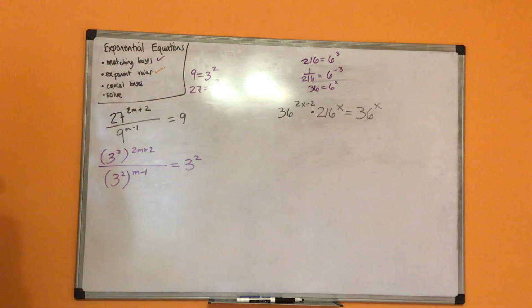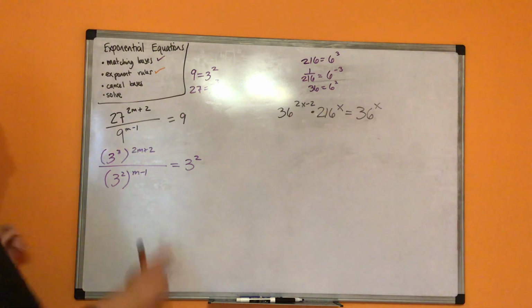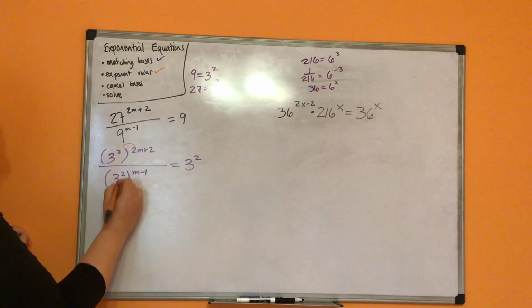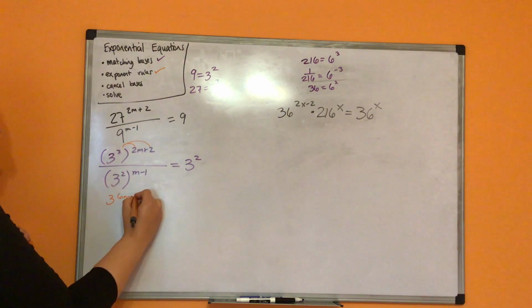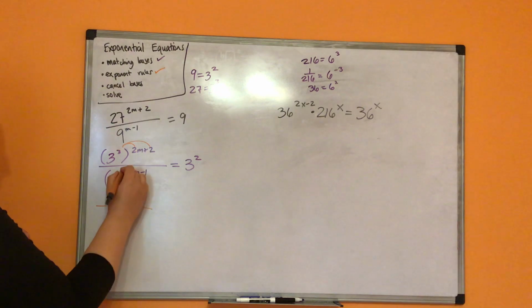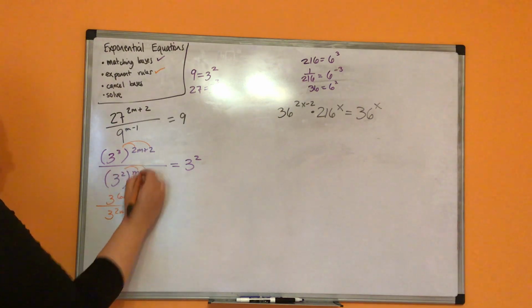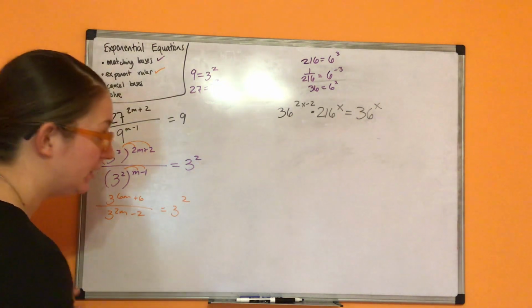Okay, so we've got a little bit more going on this time, but nothing we can't handle. We know from the last couple problems we need to distribute these exponents here. 3 times 2m is 6m. 3 times 2 is 6. Same idea down here. 2 times m is 2m. 2 times negative 1 is minus 2. This side's as simple as it can get.